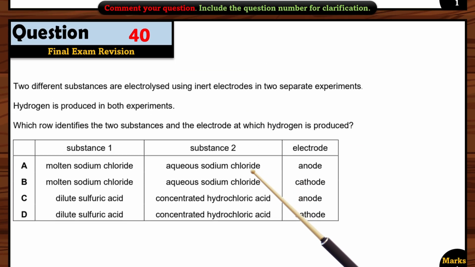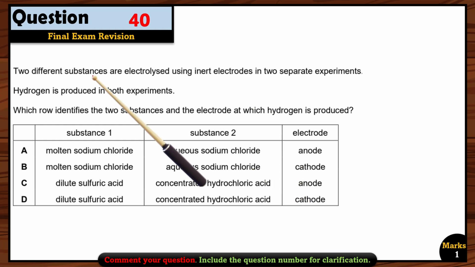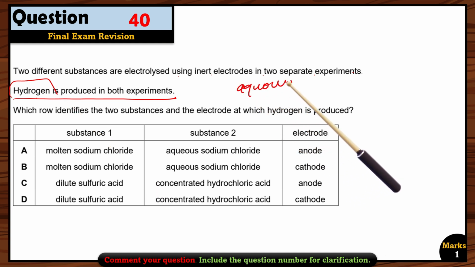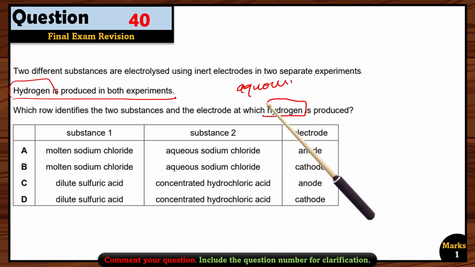Option C. Question 40. Two different substances are electrolyzed using inert electrodes in two experiments. Hydrogen is produced in both experiments. So hydrogen means the solution was aqueous, right? Which row identifies the two substances and the electrodes at which the hydrogen is produced? First of all, you should know hydrogen is always produced at the cathode, right? So at the cathode, let's see. Where is the option cathode? Yes, that's right. Now we will see one by one.